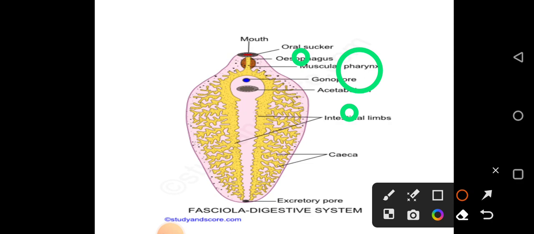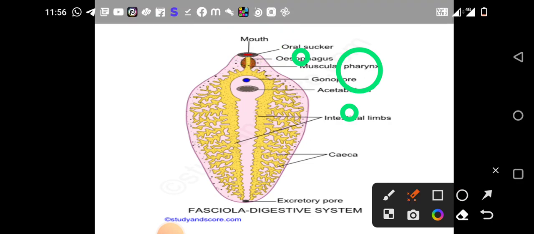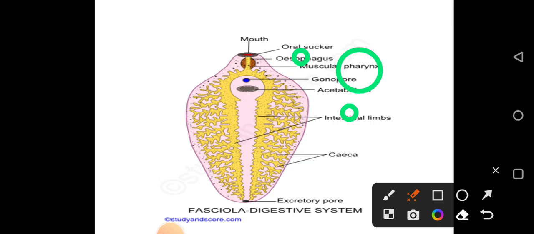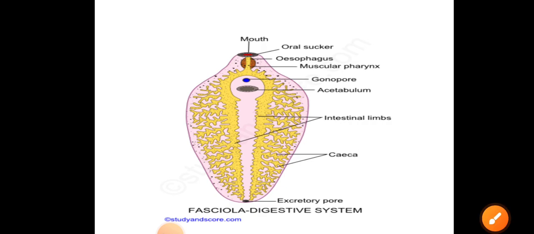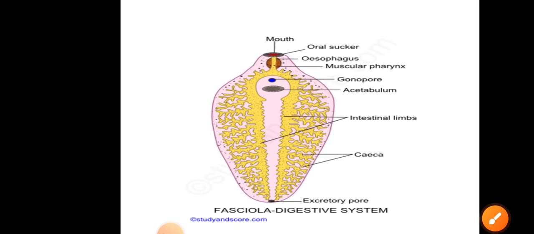Mouth. The digestive canal begins from the mouth, which is situated at the anterior end, surrounded by the oral sucker. The mouth leads into a small funnel-shaped buccal cavity, and this latter is connected with the pharynx.